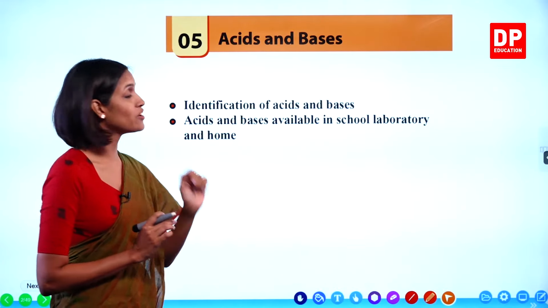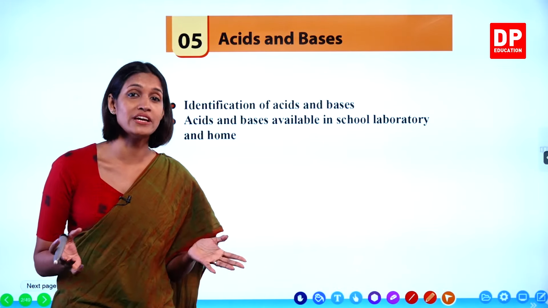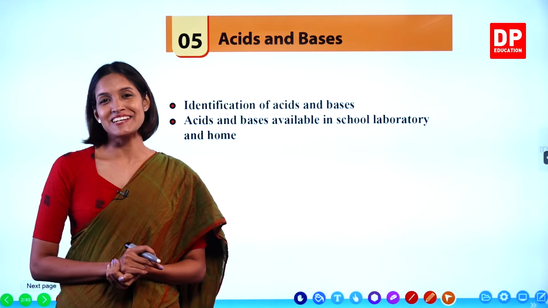Under this topic we are going to learn what acids and bases we can find in the school lab and also at home. So we will start our work.